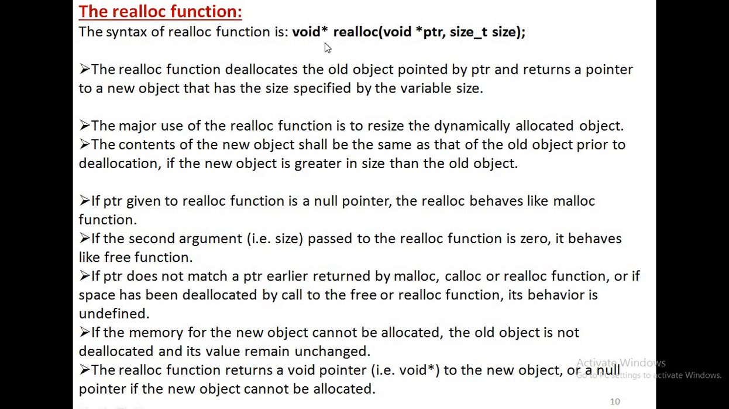The realloc function is a very special function. It deallocates the old object pointed to by the pointer and returns a pointer to a new object that has the size specified by the variable size. The major use of the realloc function is to resize a dynamically allocated object. That means malloc or calloc have already been used, and there is a dynamically allocated block, and then realloc will work to change the size of that block. If the ptr given to realloc is null, then realloc will behave like malloc, and if the second parameter, that is size, is 0, then it will behave like the free function. So the realloc function actually modifies the already allocated space.